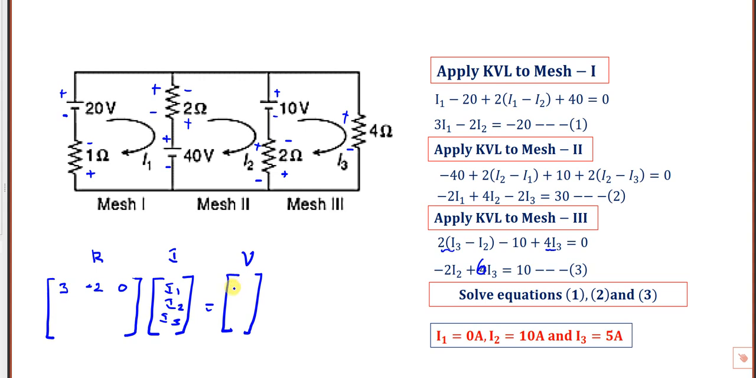Okay. Now next in mesh 2. In the mesh 2, common to 1 and 2 is same as common to 2 and 1. So minus 2. Sum of resistance in mesh 2, 2 plus 2, 4. Common to 2 and 3, minus 2.